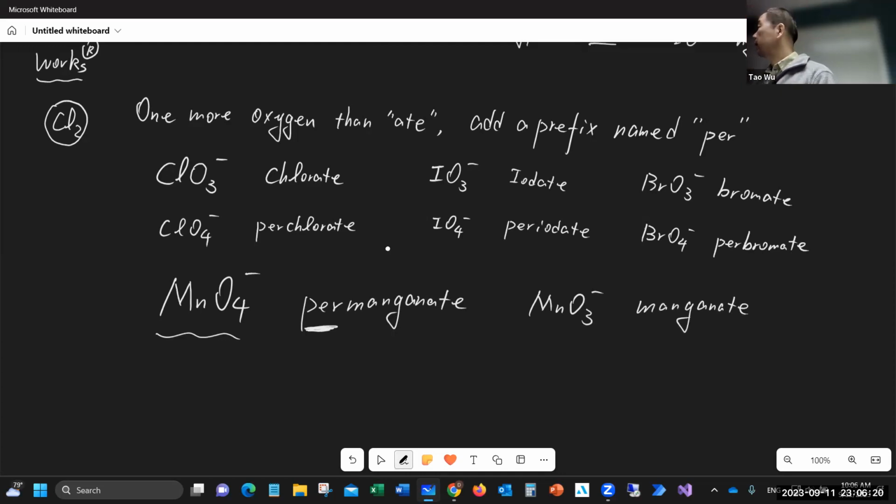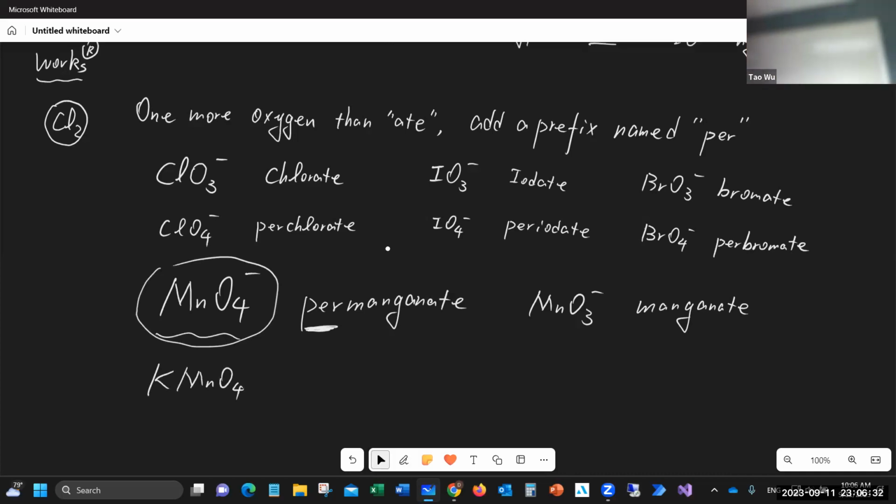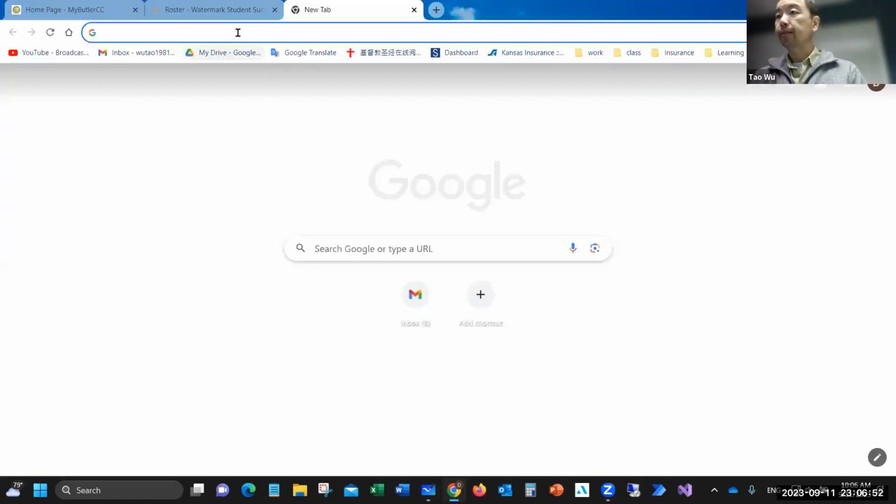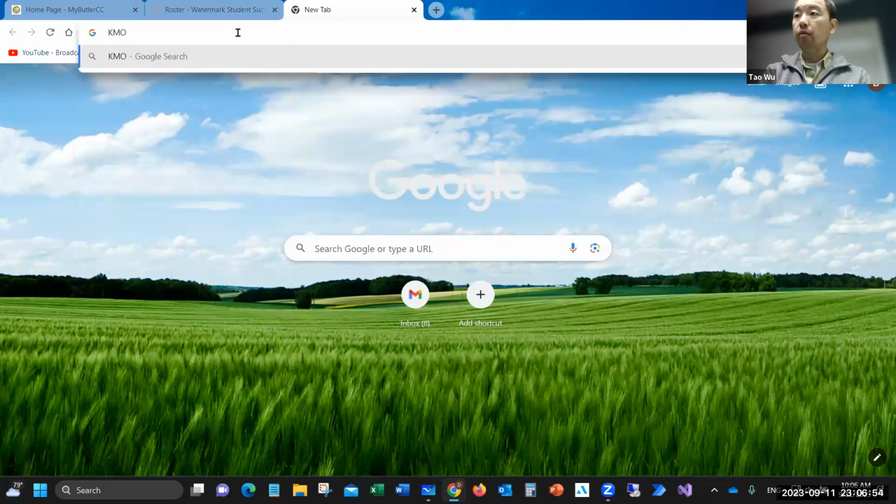Are you clear? And does anyone know what permanganate is? Have you heard of potassium permanganate? I heard this kind of compound when I was a child. Potassium permanganate is a very, very strong oxidant, and this color is actually KMnO4.